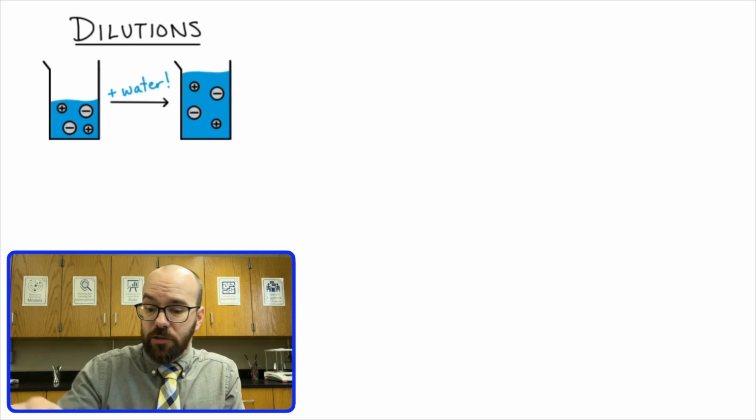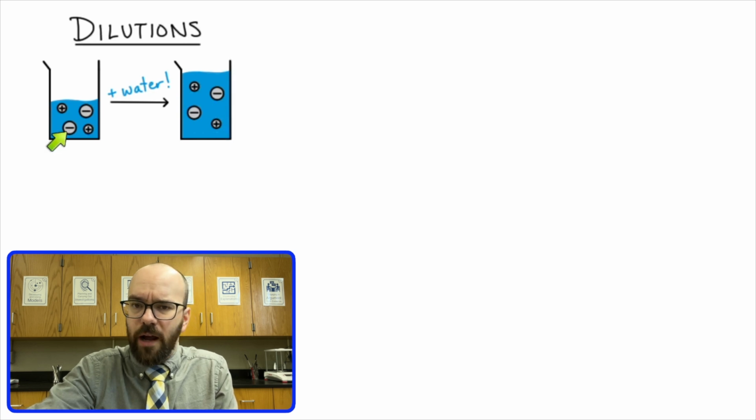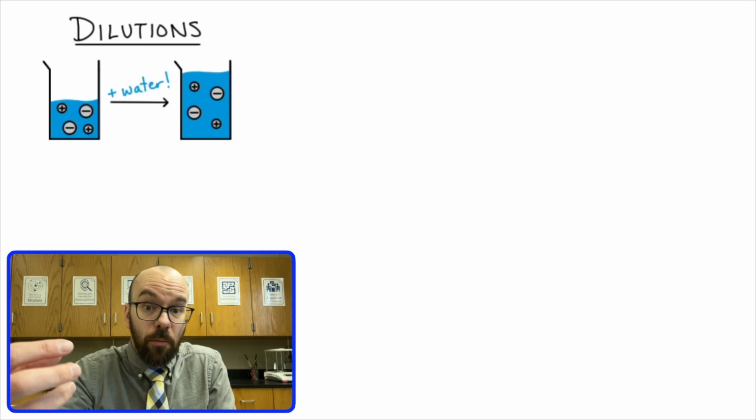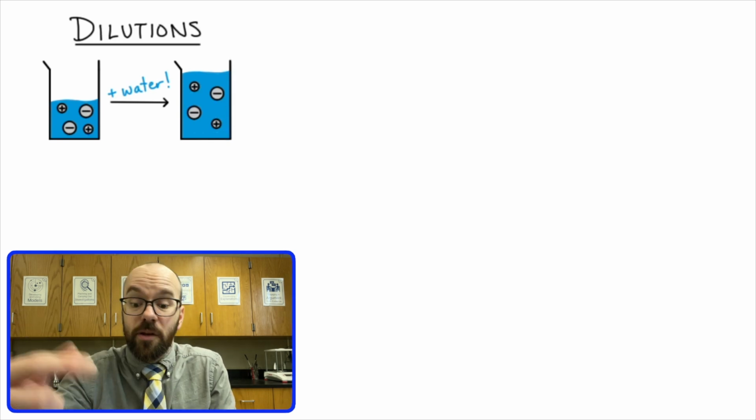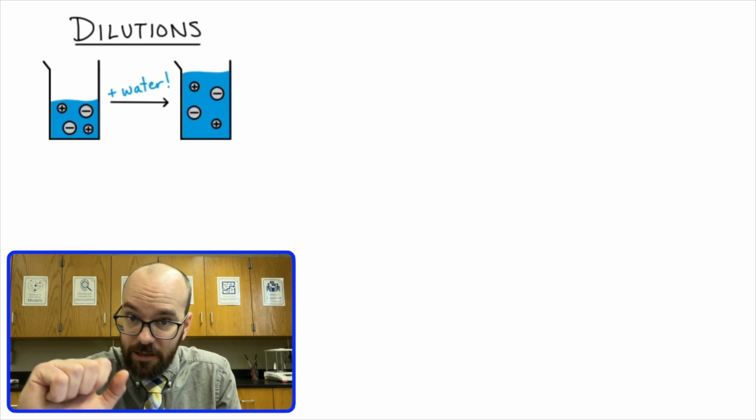Notice what doesn't change though. In the left, I've got 4 ions. In the right, I still have 4 salt ions. Therefore, the number of moles of solute particles that I have did not change. In other words, my moles before the dilution equals my moles after the dilution. That's going to be key in just a moment.